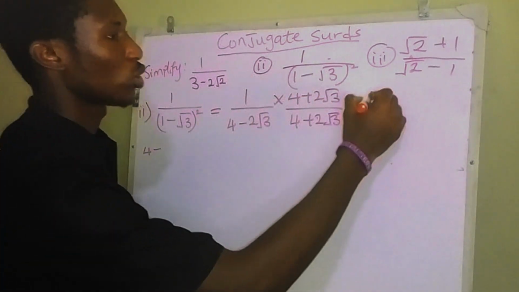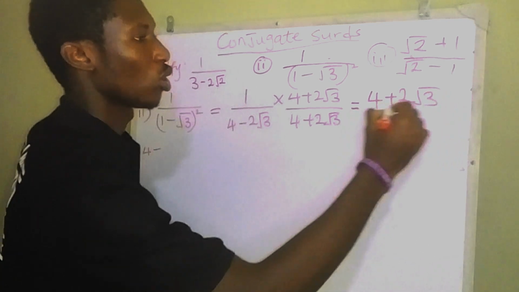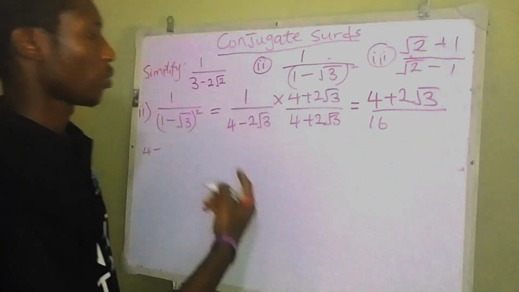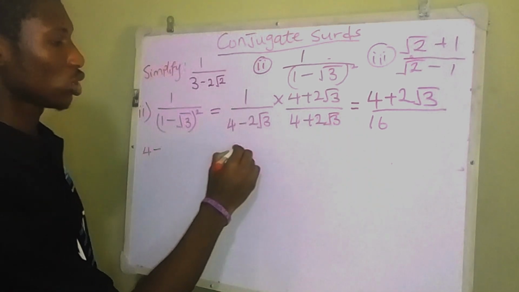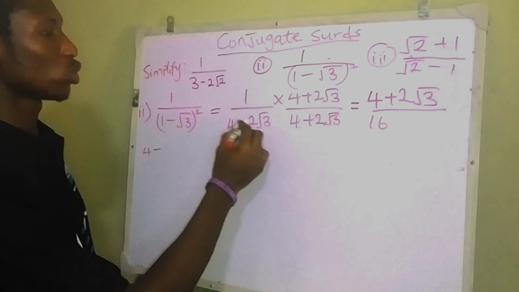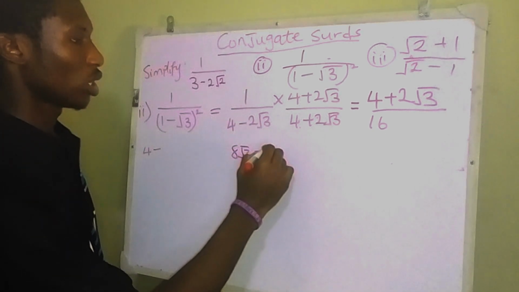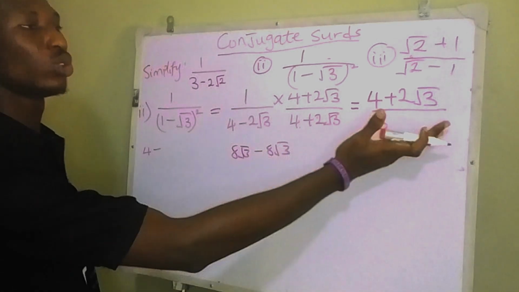This times 1 will give us 1, so 4 plus 2 square root of 3 all over 4 times 4, which is what? 16. 4 times plus 2 square root of 3 obviously gives us 8 square root of 3, minus 2 times 4, 2 times minus 2 square root of 3 times 4 will give us minus what? 8 square root of 3. And obviously this will give us 0, so there's no need writing it here.